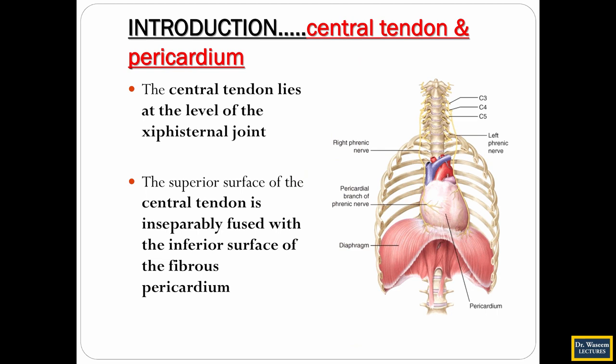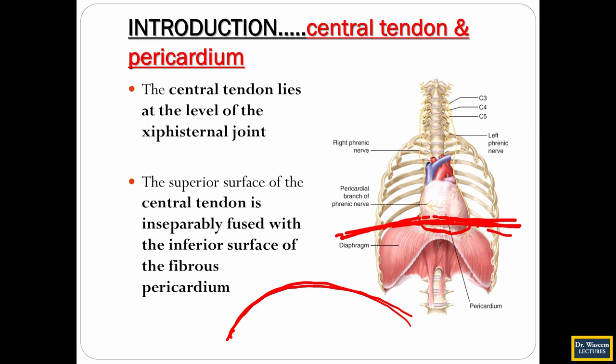So the central tendon of the diaphragm you are seeing here is inseparably blended, and the central tendon is at the level of the xiphisternal joint. But it will be like a dome. You can see it's just like an umbrella. So much so that the upper level of these domes will come at the level of the fourth and fifth intercostal spaces.